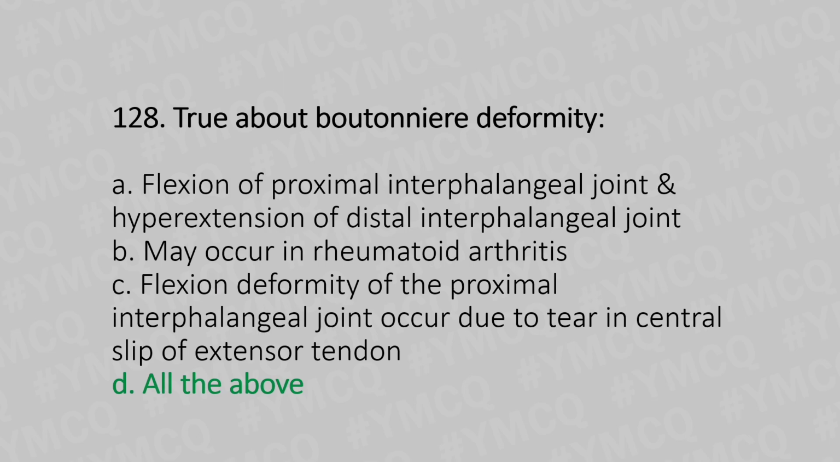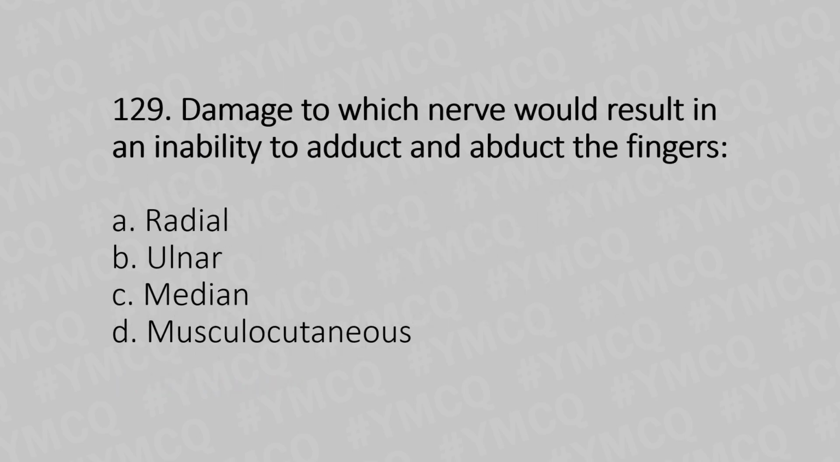Now let's move to question number 129. Damage to which nerve would result in an inability to adduct and abduct the fingers? Option A, radial. Option B, ulnar. Option C, median. Option D, musculocutaneous. And the answer is option B, ulnar.